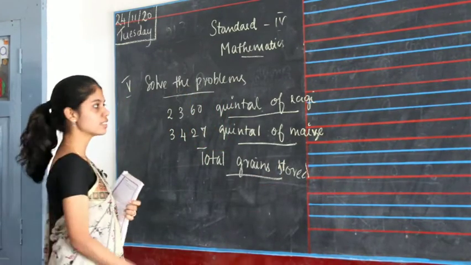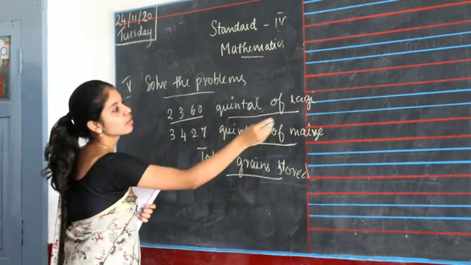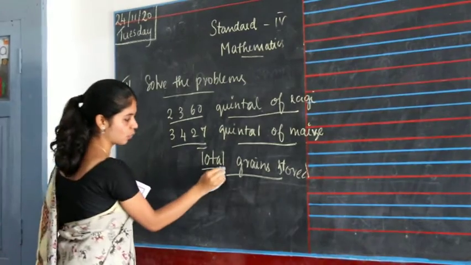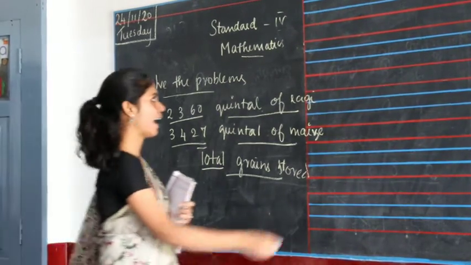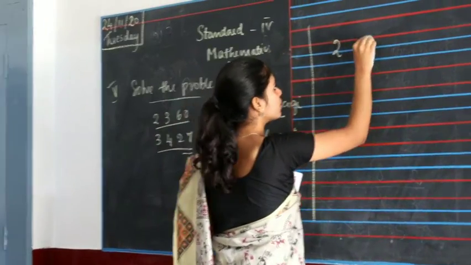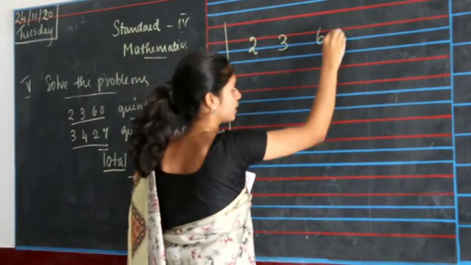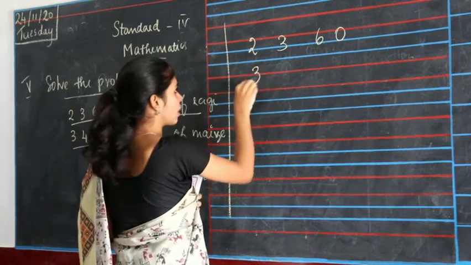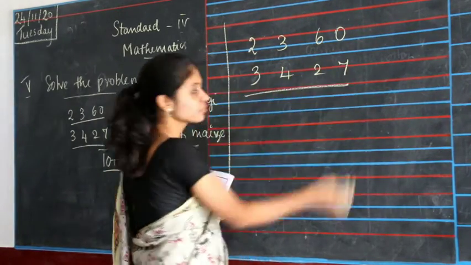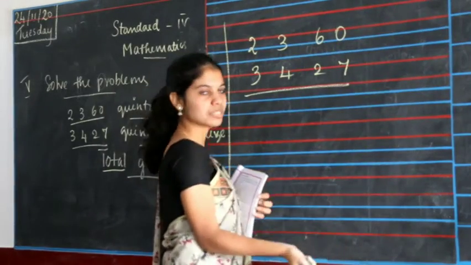What we have to do is add the quintals of ragi and maize to get the total amount. Now we are going to add 2360 plus 3427, like we add in the normal sums.